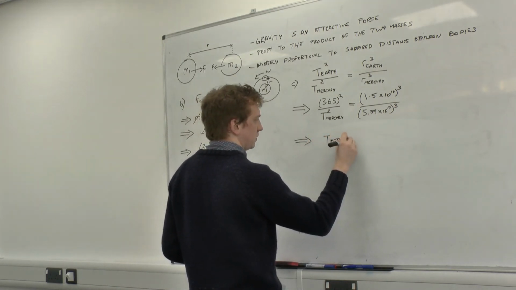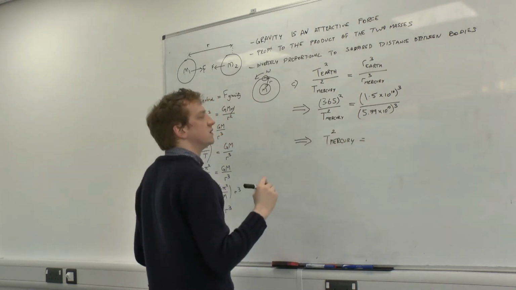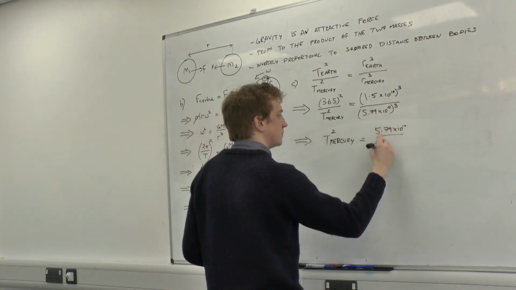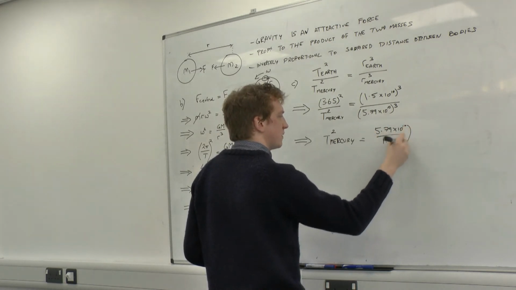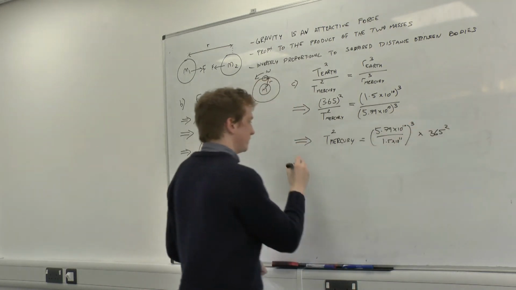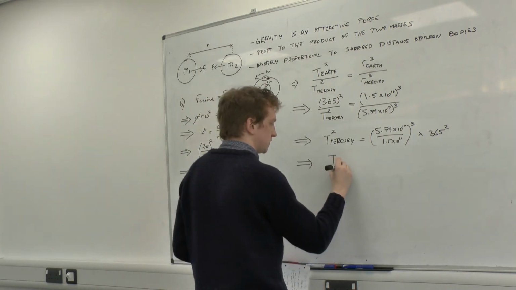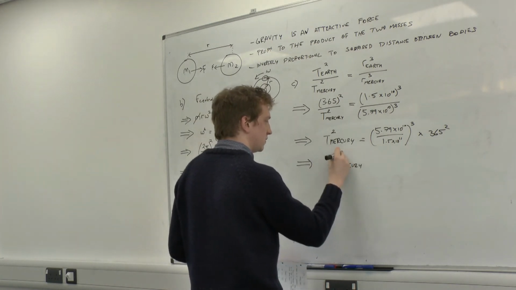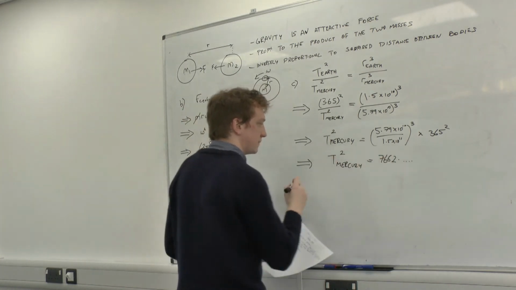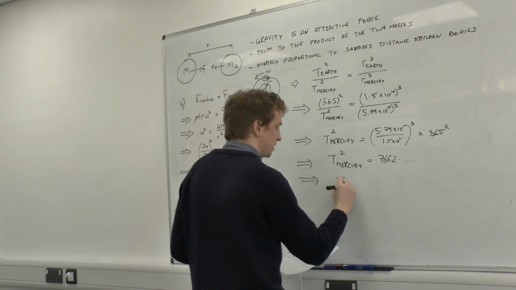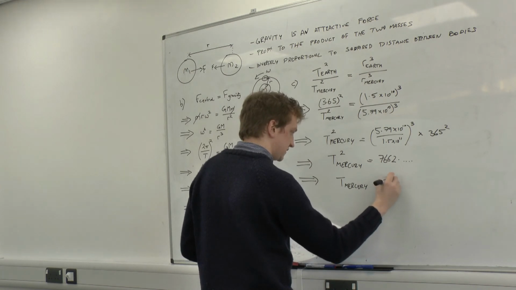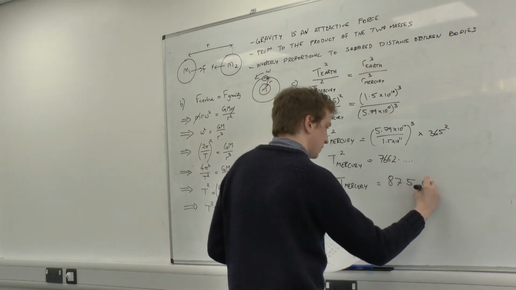T Mercury squared is 5.79 times 10 to the 10 divided by 1.5 times 10 to the 11. Cube the whole thing, multiply by 365 squared, which turns out to give T squared is equal to 7662 point something, which gives a year on Mercury is equal to 87.5 Earth days.